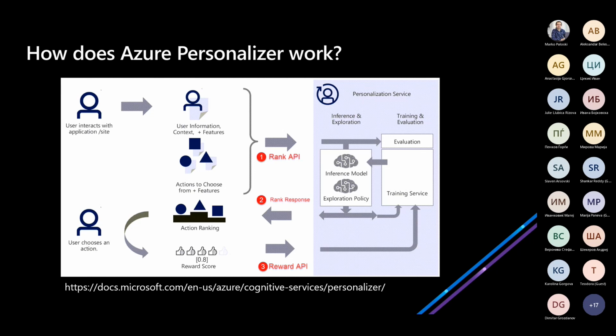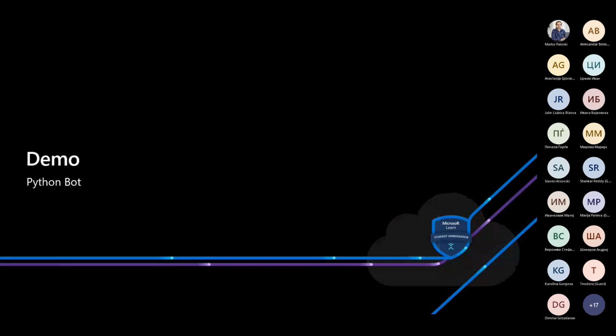And of course, after the user behavior, their reward score gets sent back to the service with the Reward API in order for the reinforcement learning to continue. I also put the link here, but I can share it afterwards as well. You can learn many more things about how Personalizer works, the most theoretical aspects, in the Azure Personalizer documentation in Microsoft Docs.